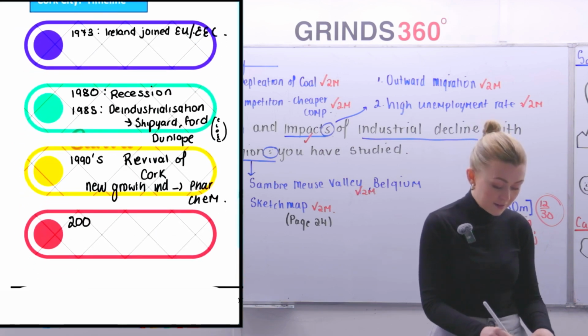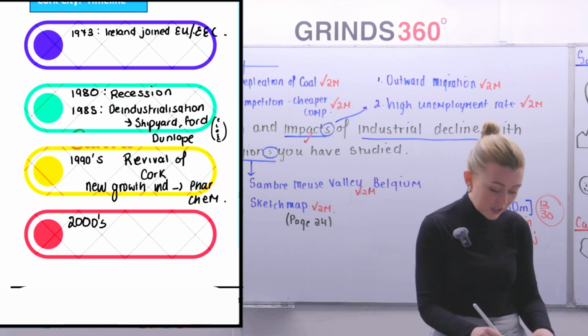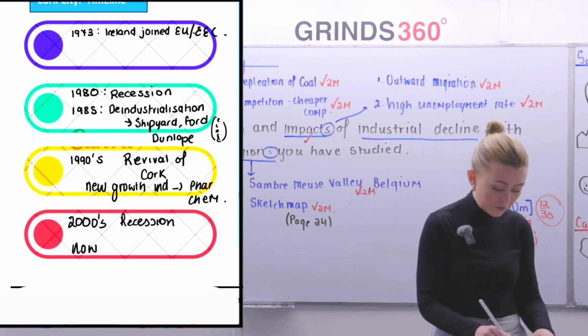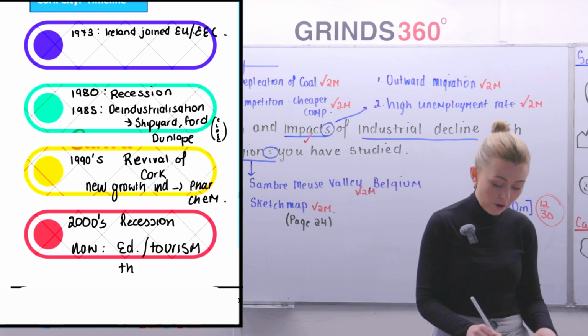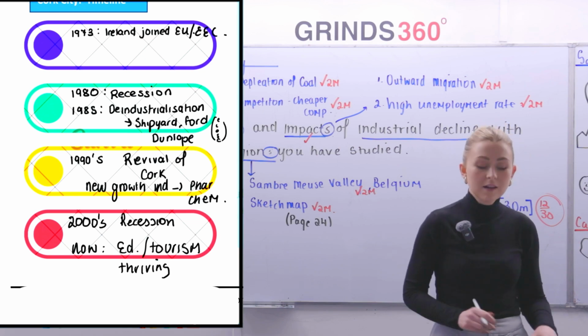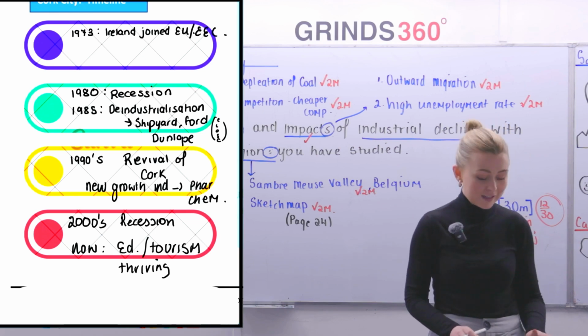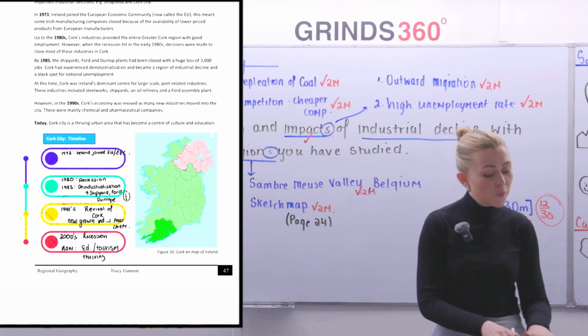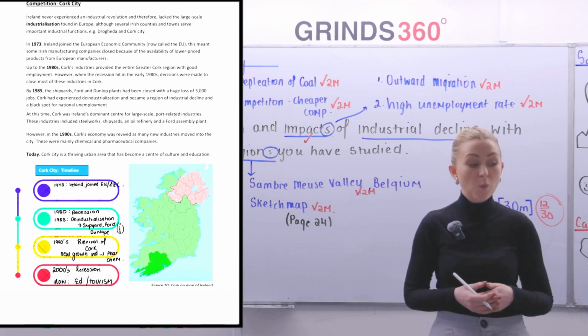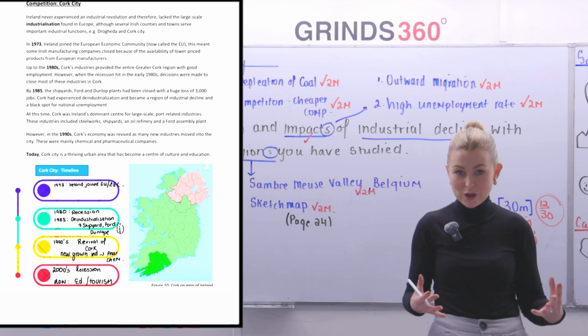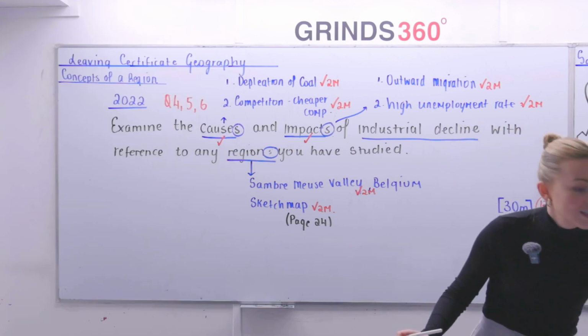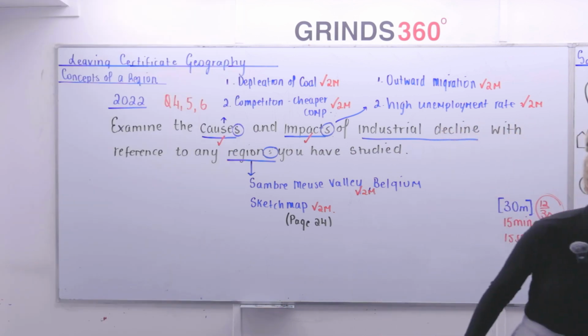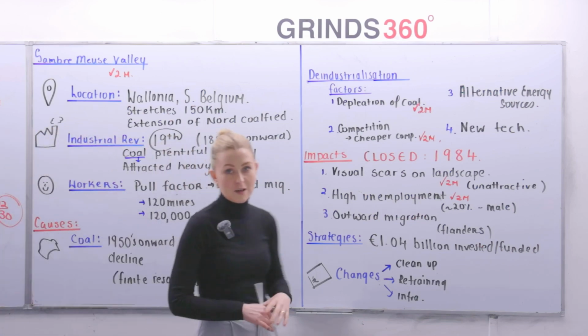In the 2000s, again, go down through each decade, there was a recession again. However, now what you'll find is education, centre and tourism are all thriving in Cork. Little timeline on what happened in Cork. That, I would say, if you want to go through, you can go through. However, what's really important is what we've just done here, and more particularly over here on the Sambre-Meuse Valley.